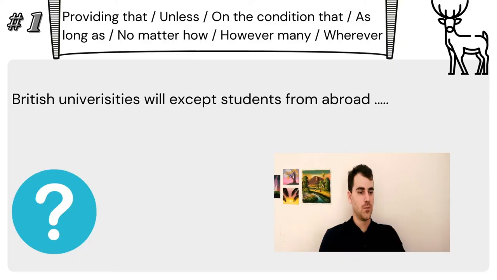Now it's time for you to create your own sentences. Put on your creativity hats, and you should speak, say, or write your own sentence here. British universities will accept students from abroad. That's the beginning of the sentence, okay? You need to finish the sentence. What goes at the end? British universities will accept students from abroad.